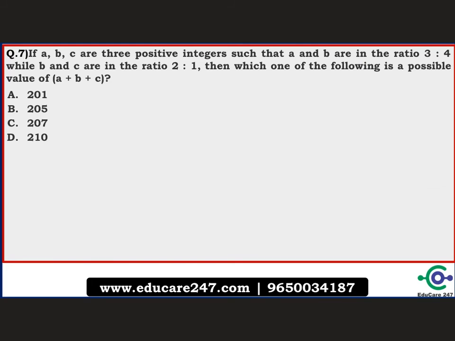If A, B, C are 3 positive integers such that A and B are in the ratio 3:4, while B and C are in the ratio 2:1, then which one of the following is a possible value of A plus B plus C? So first we'll write the ratio. A is to B is 3:4, and B is to C is 2:1. So we'll just make it combined. So what you'll get is 3:4:2. We just multiplied the ratio 2:1 by 2 to get B common.